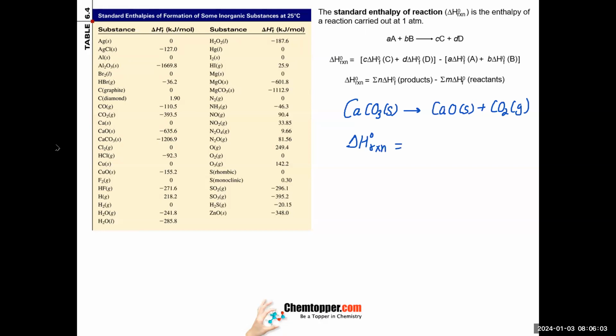I'm going to highlight the values which will be given to you in the exam. These values will be given to you. This is CO2, this is CaO, this is CaCO3, right? So delta H naught of the reaction is delta H naught formation of CaO plus delta H naught formation of CO2, correct? Minus delta H naught formation of CaCO3.